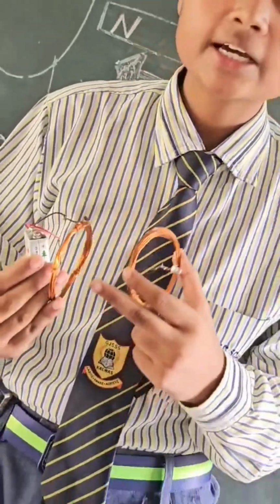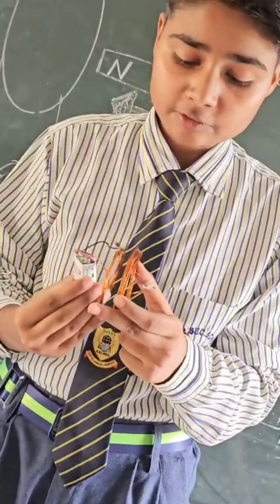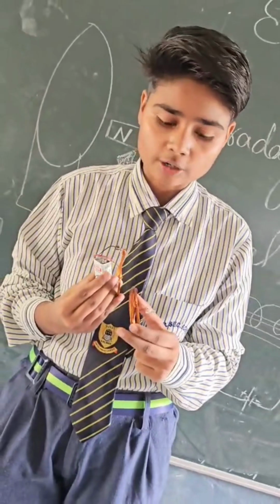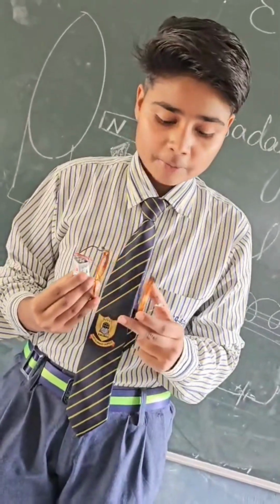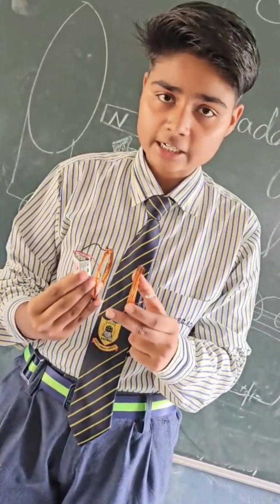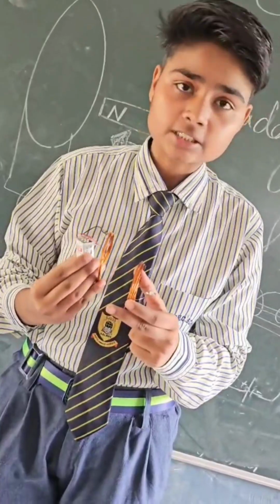This is because the variable current in the coil leads to changing flux around this coil, which leads to induction of current in the coil that makes the bulb glow. But if we keep it still, there is no change in magnetic flux, so the bulb doesn't glow.